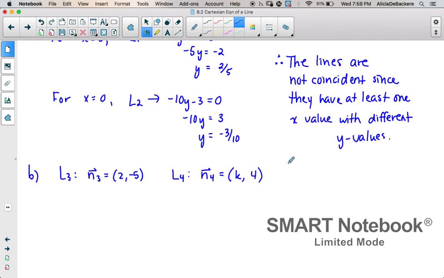And so then the question asks me, what is the number that I need to put in here? What's the value of k so that I end up with two perpendicular lines? So if the two lines are perpendicular to each other, then the dot product of the two normal vectors will equal 0. And so we're going to figure that out.